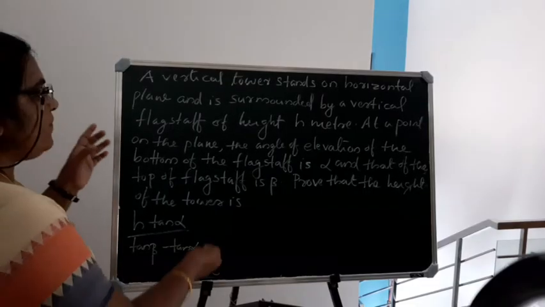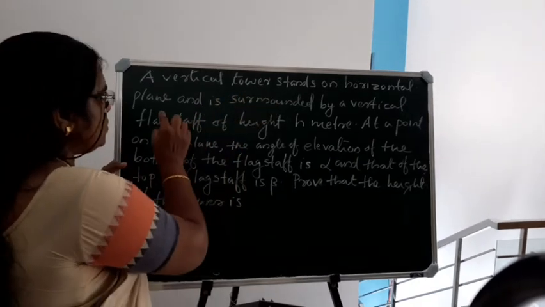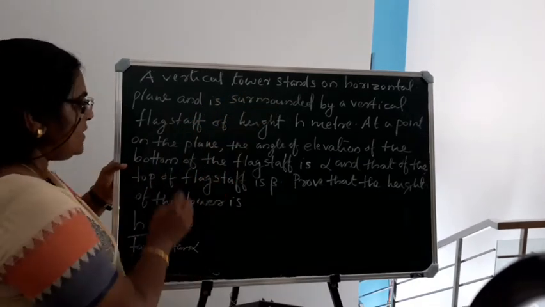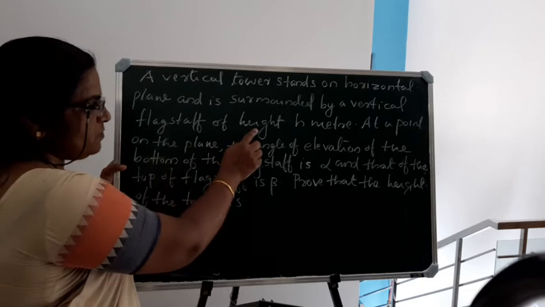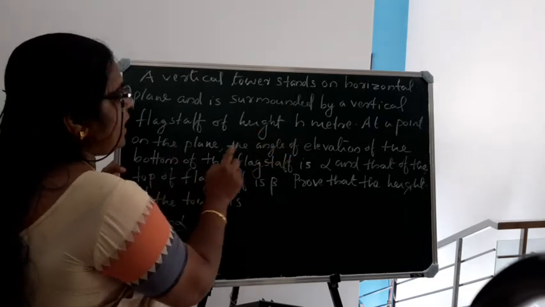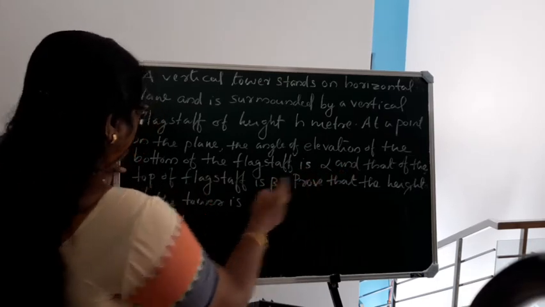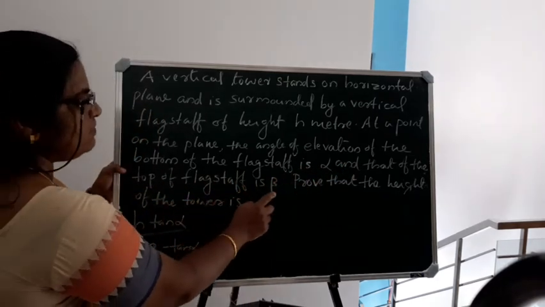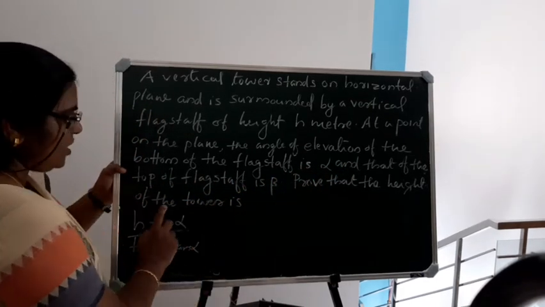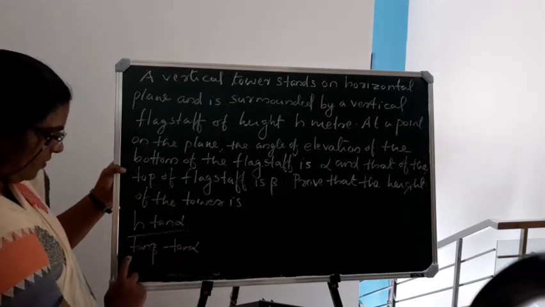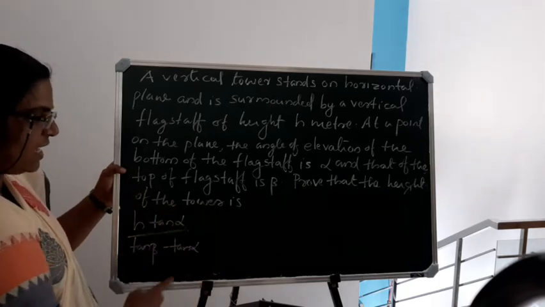So next question. A vertical tower stands on a horizontal plane and is surmounted by a vertical flagstaff of height h meter. At a point on the plane, the angle of elevation of the bottom of the flagstaff is alpha and that of the top of the flagstaff is beta. Prove that the height of the tower is h tan alpha by tan beta minus tan alpha.